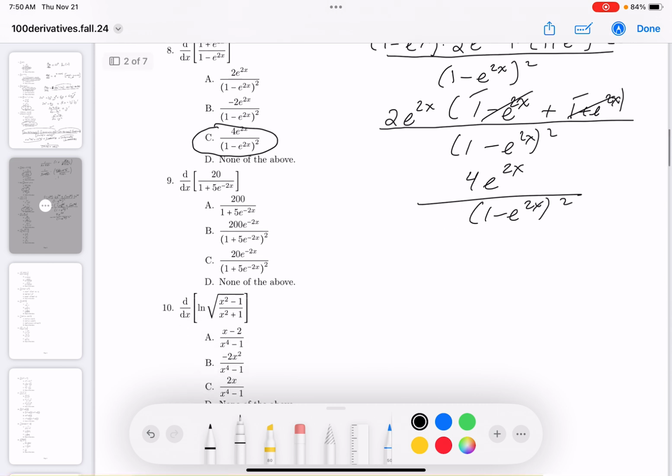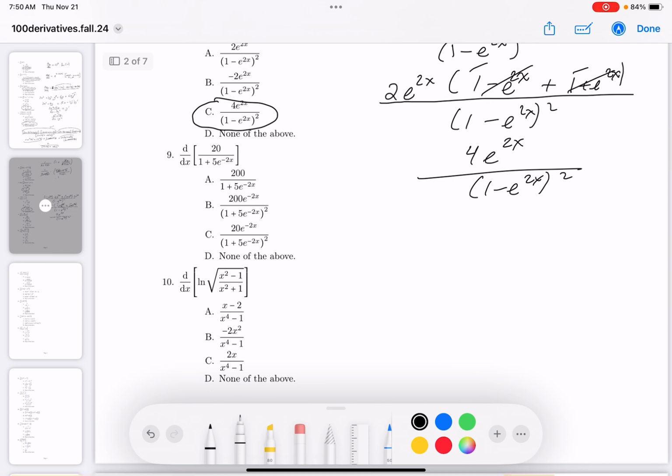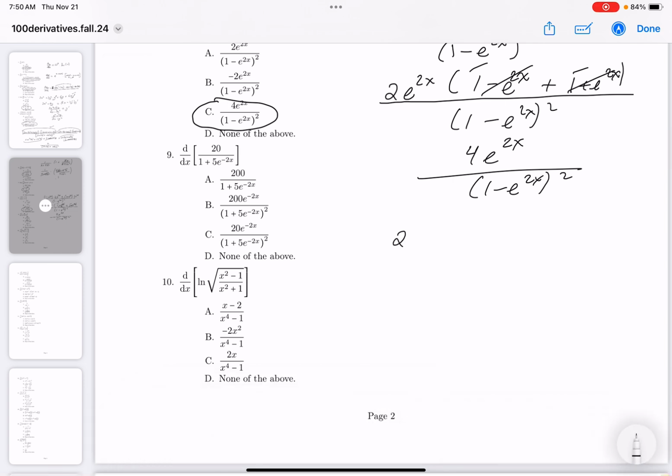All right, we go to the next one. The next one, again, is a derivative. It's got e to the x in it, and I'm going to write it a little differently. I'm going to write it as 20, and then I'm going to write down 1 plus 5e to the minus 2x, to the minus 1. I'm going to take its derivative. I'll call this y, by the way.